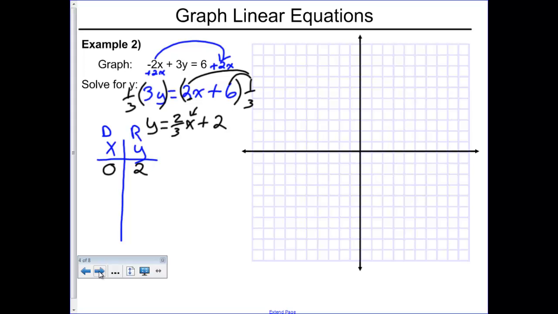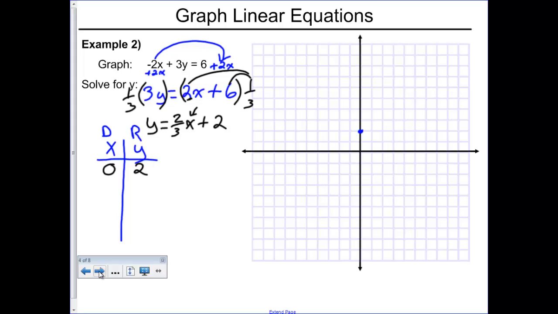And I can actually graph that on the graph. (0, 2) would be located right here. Now I've got to come up with a couple other points. It's always good to come up with a minimum of 3. 2 is actually all that's needed to create a straight line, but the third one is just to ensure that you didn't make any miscalculations.